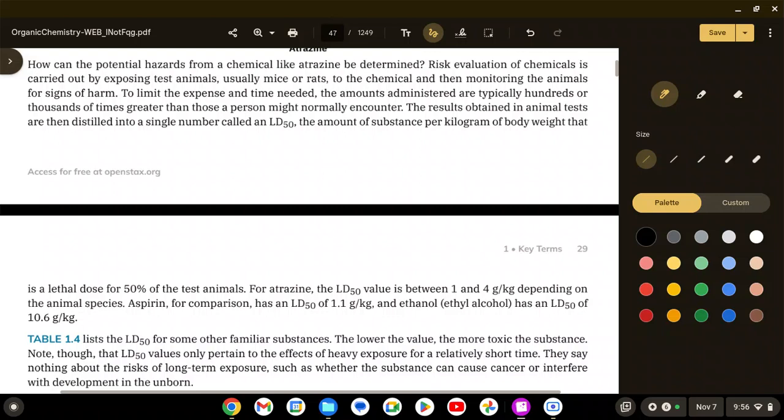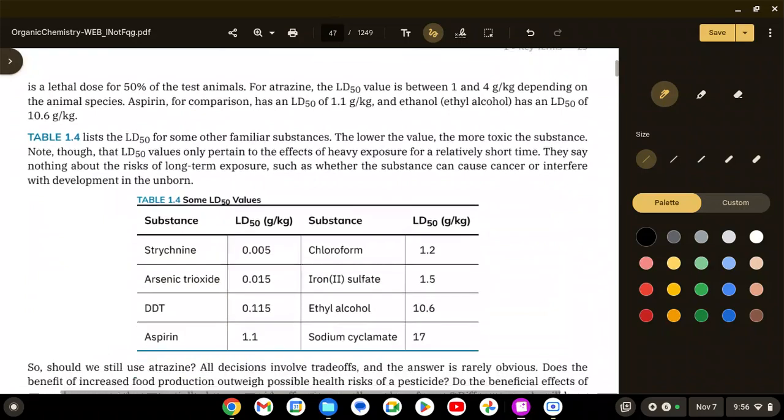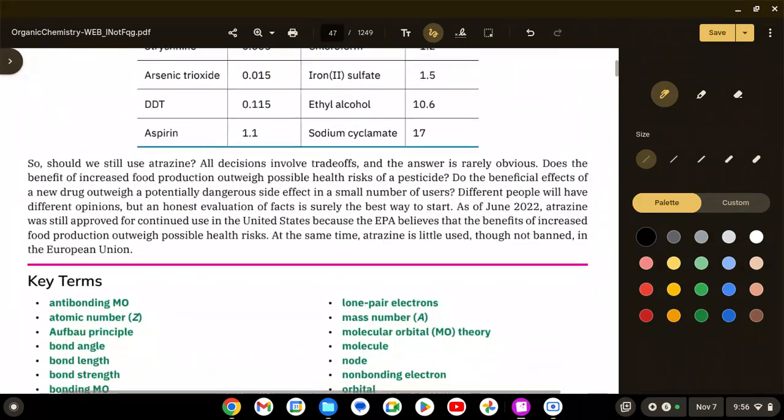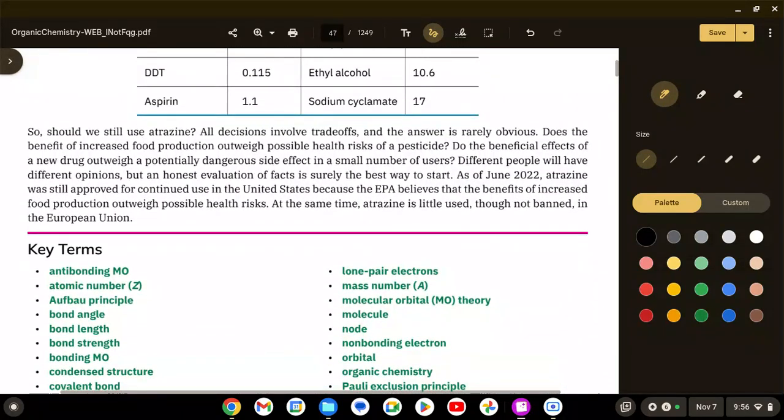For atrazine, the LD50 value is between 1 and 4 grams per kilogram, depending on the animal species. Aspirin, for comparison, has an LD50 of 1.1 grams per kilogram, and ethanol has an LD50 of 10.6 grams per kilogram. There are some LD50s for some of the things. So should we still use atrazine?